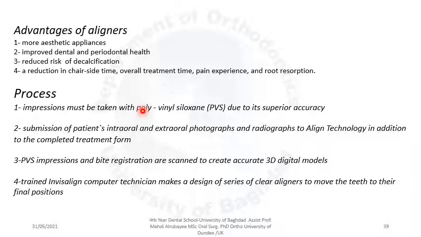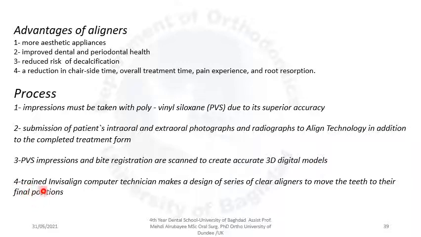What is the process of manufacturing the aligner? First, an impression must be taken with a polyvinyl siloxane due to its superior accuracy. Second, submission of the patient's intraoral and extraoral photographs and radiographs to Align Technology in addition to the complete treatment form. This is an online application. Third, the PVS impression and bite registration are sent to the company, and the company will scan them to create an accurate 3D digital model.